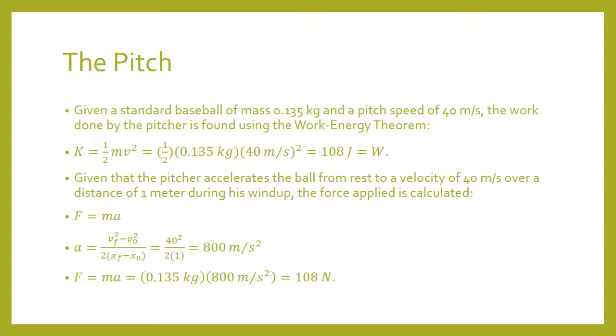To find the work that the pitcher does on the ball when he pitches it, we can use the work energy theorem, which states that the kinetic energy of the ball after its pitch is going to be equal to the amount of work the pitcher does. So given the mass of 0.135 kilograms, which is a standard for professional baseball, and the pitch speed of 40 meters per second, you can see the formula, and we calculate that 108 joules of work are done by the pitcher.